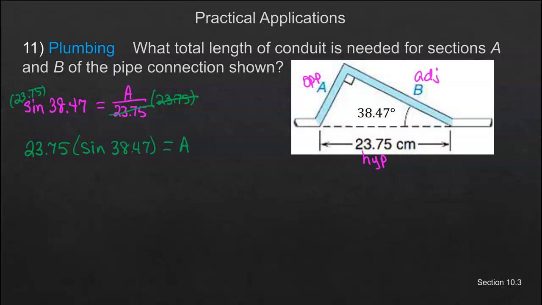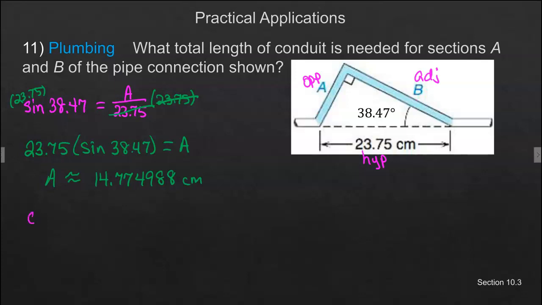And that's side A. When I calculate that, I get 14.774988. I don't like to ever round these as I'm working on it, and that is centimeters, because we're going to combine it with this other side.